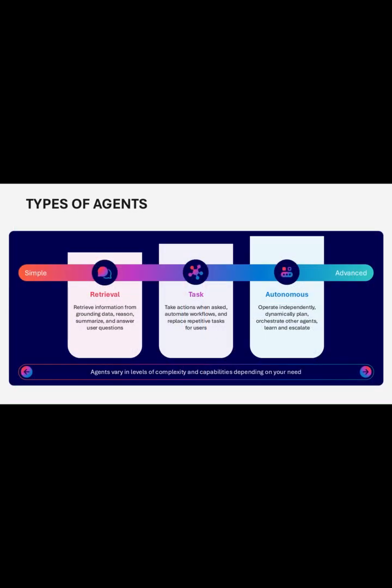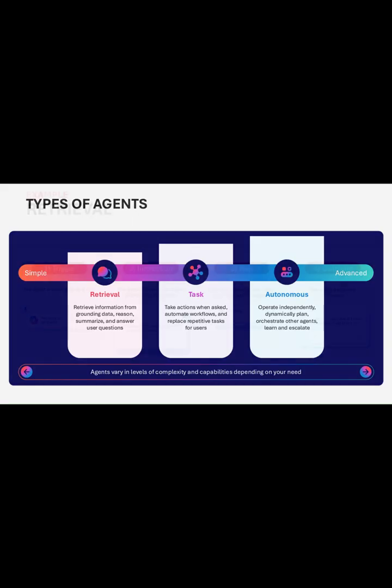Agents vary in complexity and capability. Retrieval agents focus on finding, rationalizing, and summarizing information. Task agents take actions and automate workflows. Autonomous agents operate independently and dynamically plan their actions. The right agent depends on the problem you are solving.